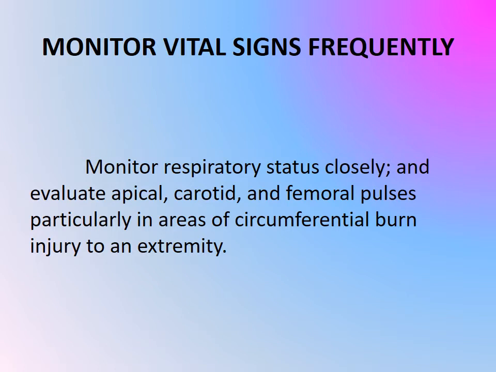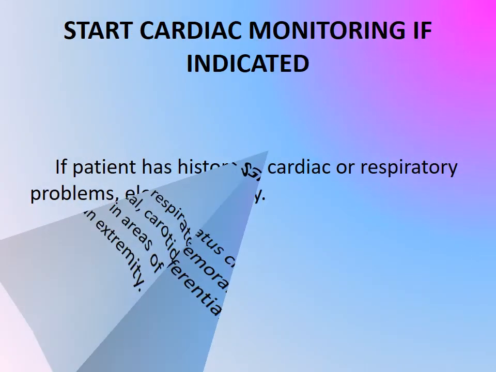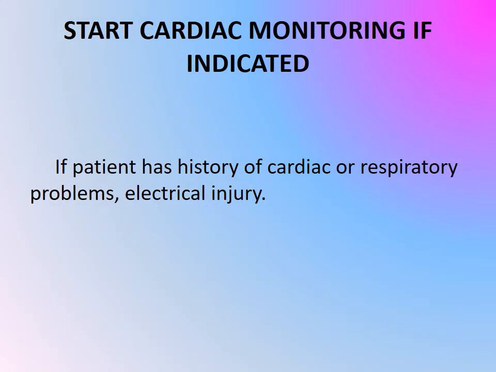Monitor vital signs frequently. Monitor respiratory status, evaluate apical, carotid and femoral pulses, particularly in the areas of circumferential burn injury to any extremity. If it is indicated, start cardiac monitoring, mainly if the patient has any cardiac or respiratory problems or the burns were caused by electrical injury.